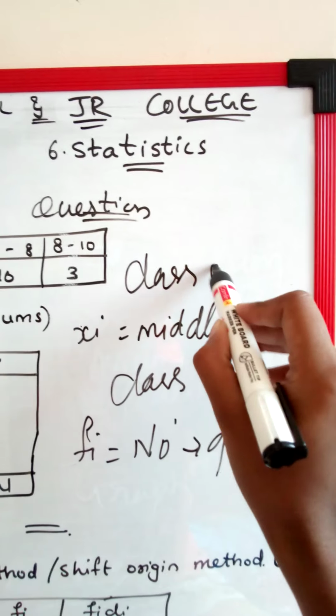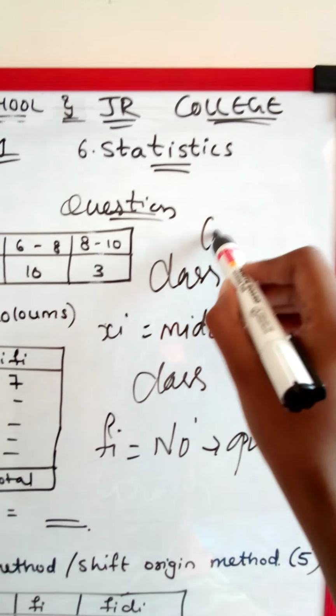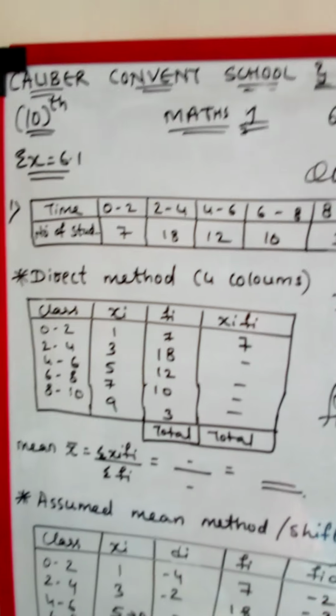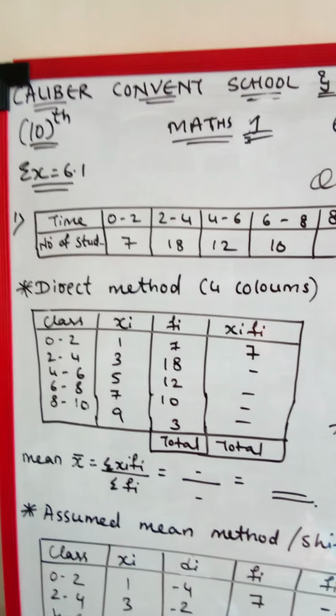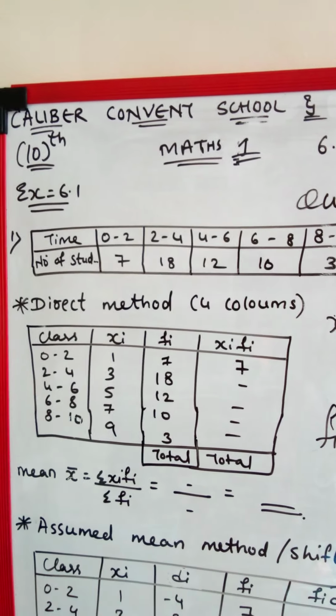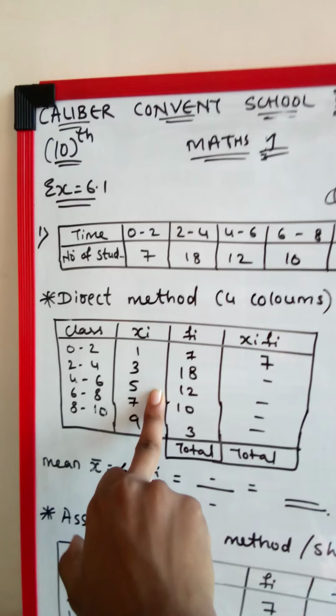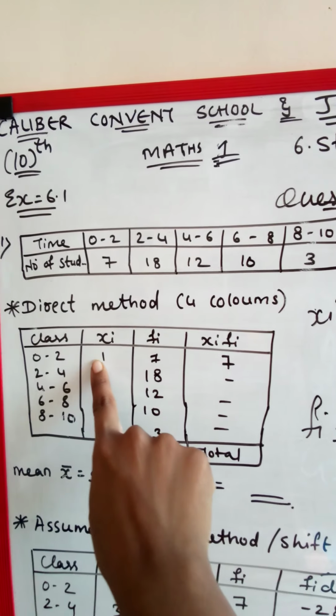This xi stands for class marks. You will write the middle of the class. So xi you have written the middle one, fi again you have written from the question. Always remember, the first and third boxes are from the question, the second box is the middle one. Now xi fi means you will multiply both.